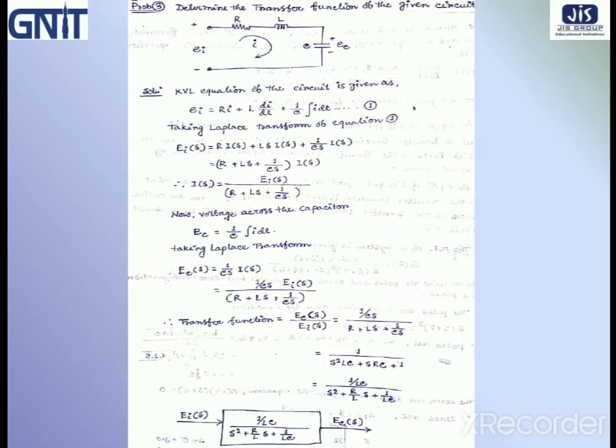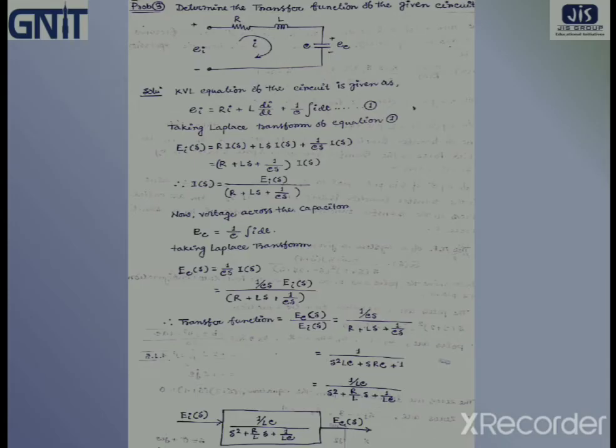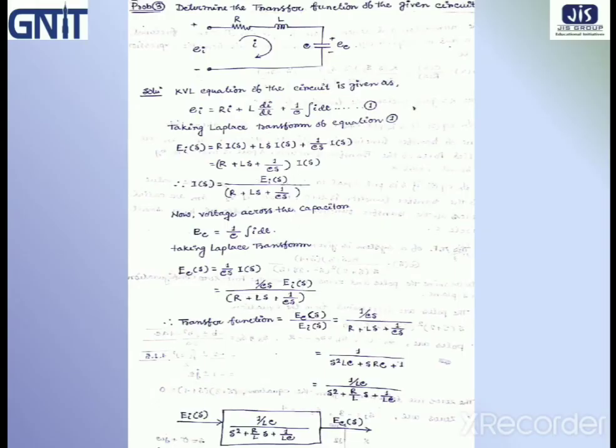For the RLC series circuit, just write down the KVL equation, that is E_I is equal to R i plus L di/dt plus 1 by C integration of i dt. That is the KVL equation. Then simply take the Laplace transform of this. From this, E_I(s) is equal to R into I(s) plus L s I(s) plus 1 by Cs into I(s). So from that equation, calculate I(s).